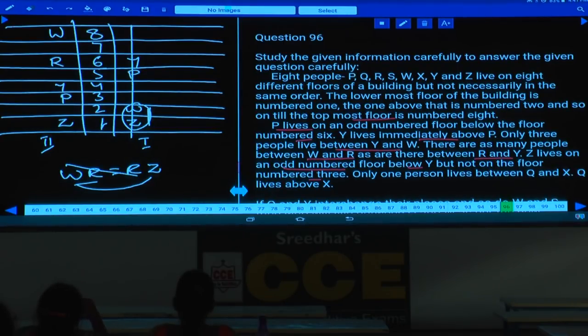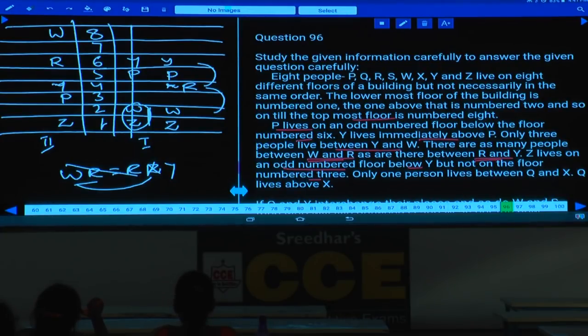There are as many people between W and R as there are between R and Y. Now let us take Y is here, P is here, W is here, Z is here. Between W and R, can you take R at this place? Between W and R there is exactly 1 person. R and Y, there is 1 person. And similarly here also, W and R and Y, there is 1 person.